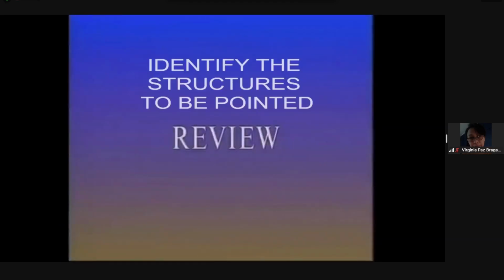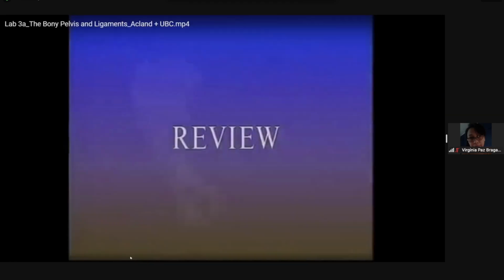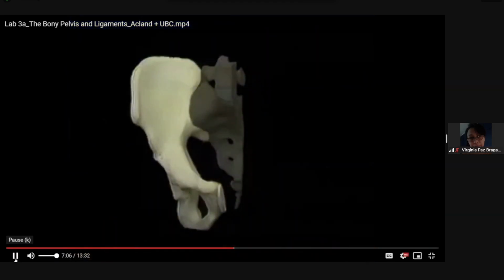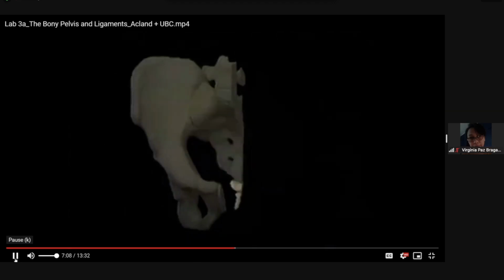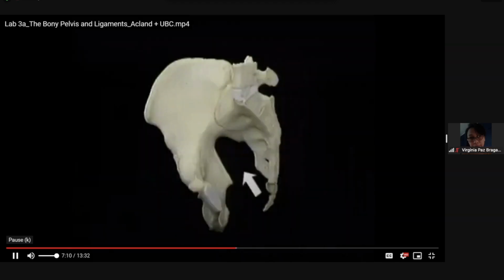Now, let's review what we've seen of the bones and ligaments that surround the pelvic cavity. Here's the hip bone, the sacrum, and the coccyx. Here's the sciatic.